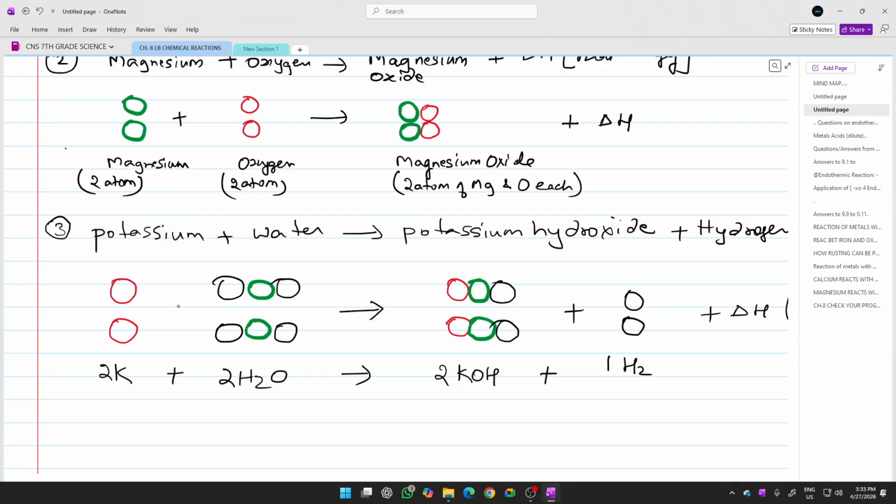Now when they combine together, a chemical reaction will take place, and the products formed in this case will be 2 products. One will be potassium hydroxide and the other will be hydrogen gas. Can you see this potassium hydroxide I have shown here, and here hydrogen gas, 2 atoms of hydrogen. This is also an exothermic process, so heat energy is again given out to the surroundings. So this is also an example of an exothermic reaction.